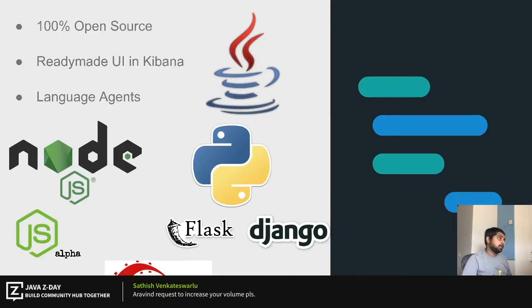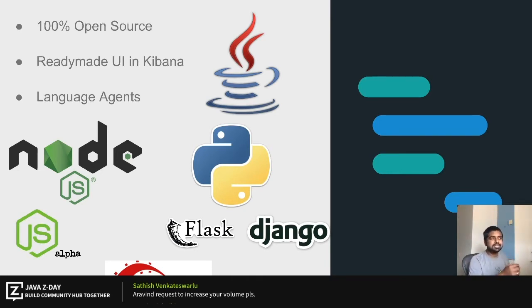The agents, the server, and obviously Elasticsearch, which is an open source search engine. The UI is ready made. You could also download and use the UI in Kibana. We have a specific app for APM. I'll show you that. Then you also have language agents.